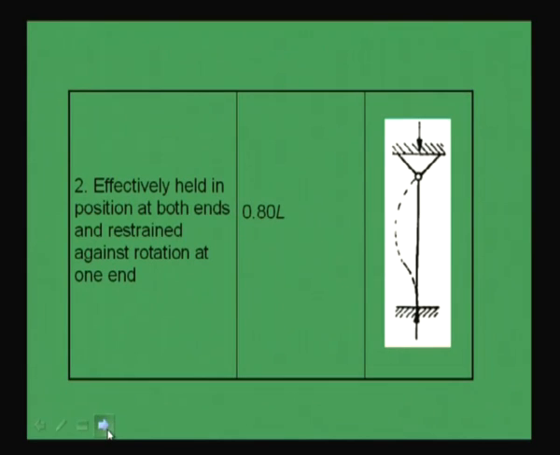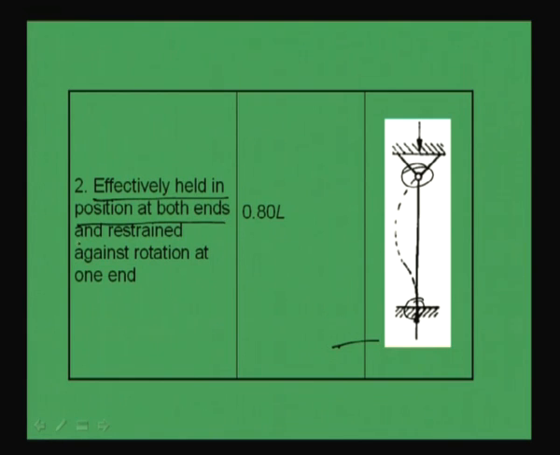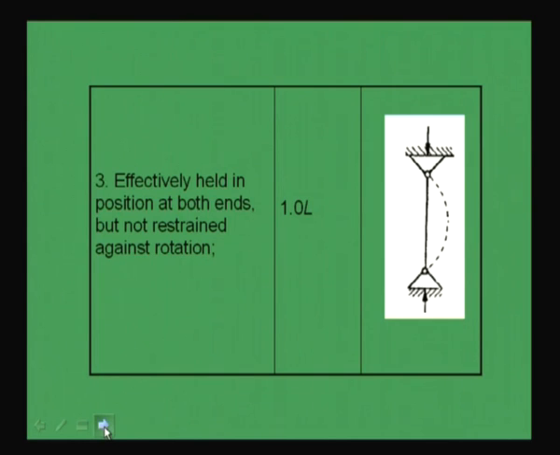Another case may appear, which is one end hinged and the other end fixed. This can be defined as effectively held in position at both ends and restrained against rotation at one end. Here it is restrained against rotation, but here it is not. That means one end is hinged and the other end is fixed. So in this case the effective length will be 0.8L.